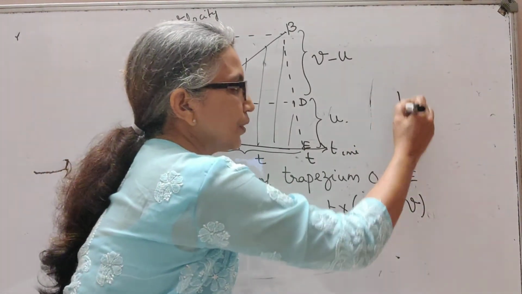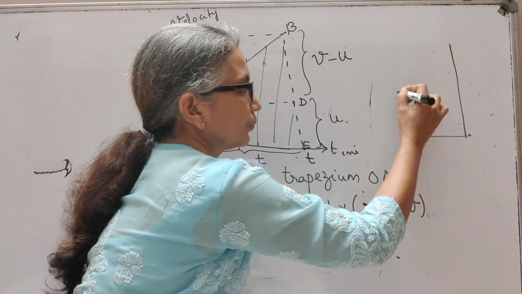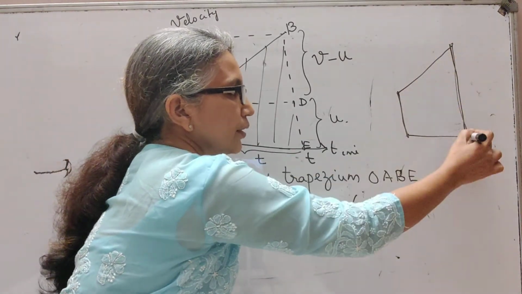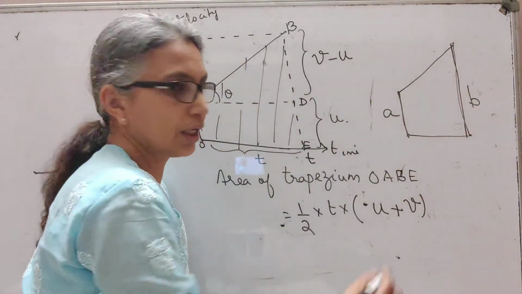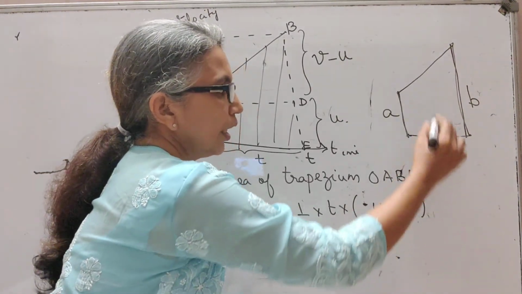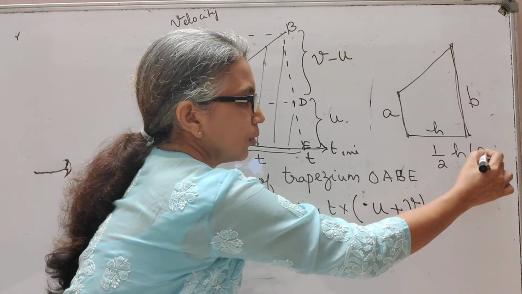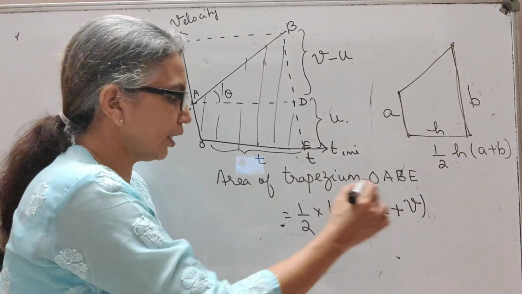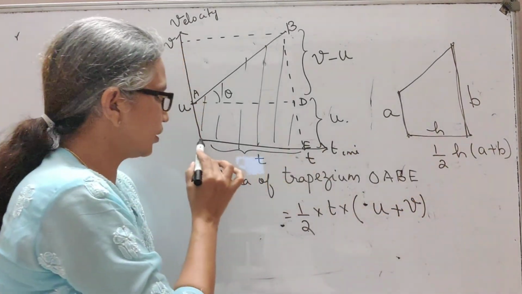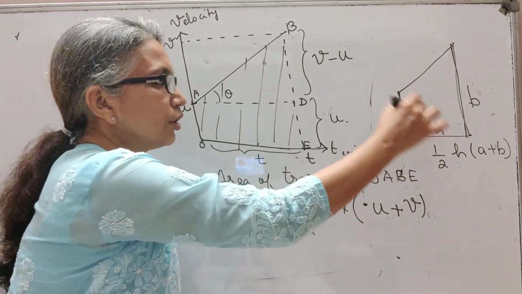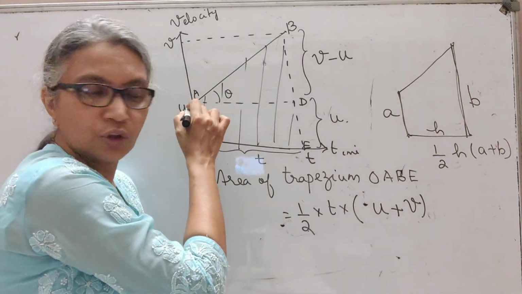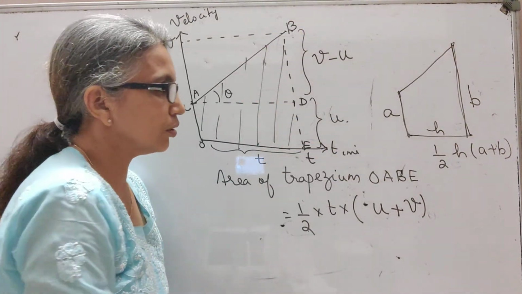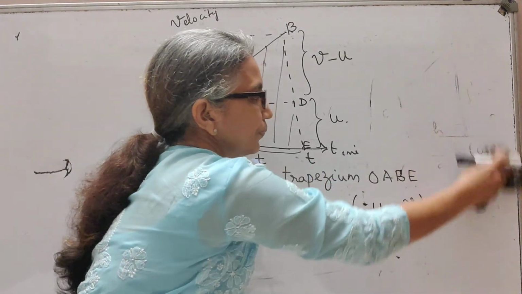I hope all of you know the area of the trapezium. So suppose you have a trapezium like this. These are the two parallel sides. This is A and this is B. And this is the height I am taking. Area will be half into h into A plus B. This is the formula for area of trapezium. So that is why I have written half into t, this h is this side here, into the two parallel sides. From here to here we have u, and from here to here we have that full v. Okay. So that is how we got this formula here.